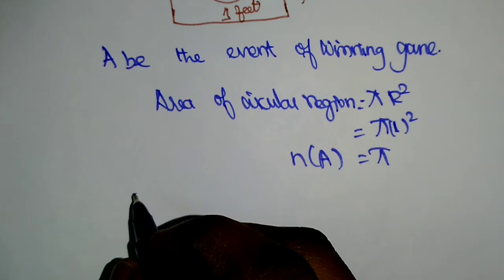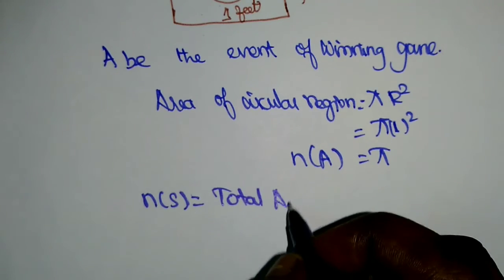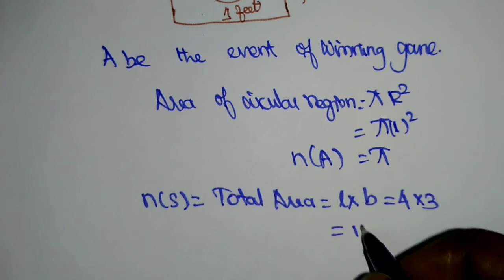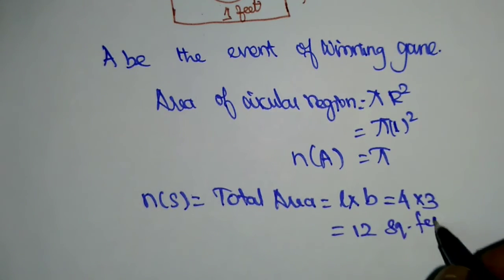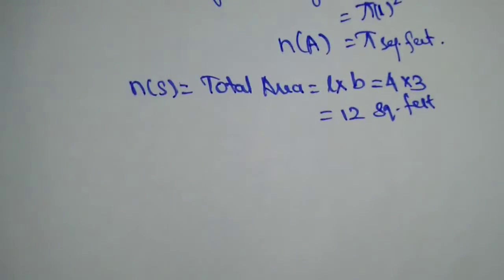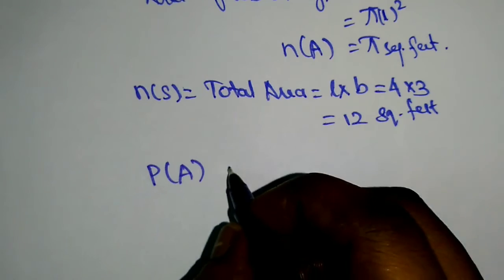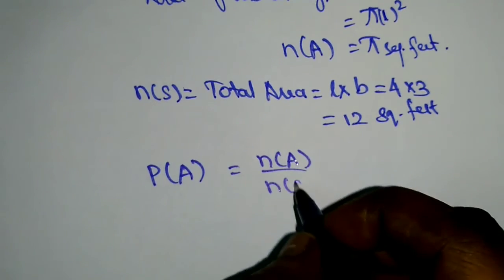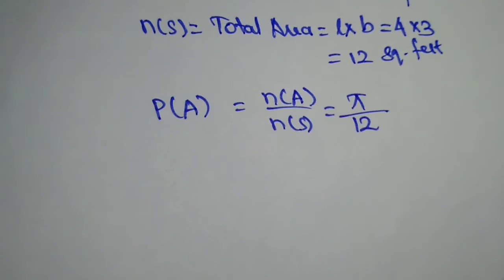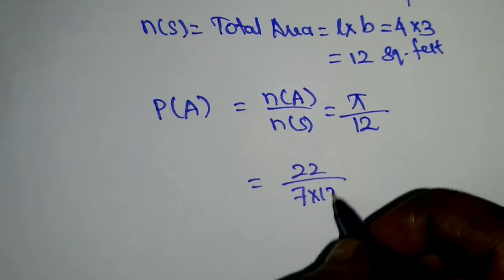So now we have to find the total area. So n of S is equal to the total area. Total area is L into B. So 4 into 3 is equal to 12 square feet. Now we have to find the probability of winning the game. So P of A is equal to n of A divided by n of S. So pi divided by 12. Pi divided by 12 can be written as 22 divided by 7 into 12.